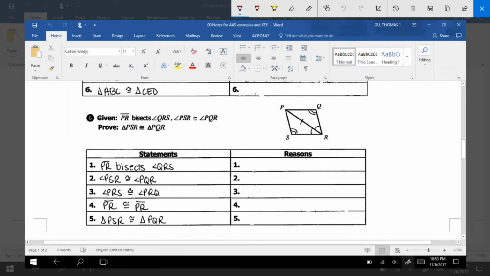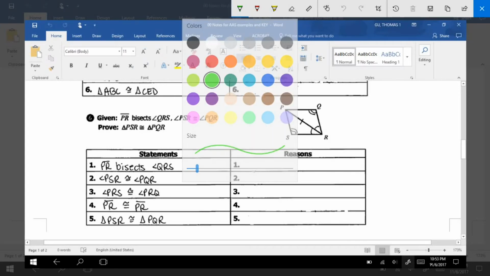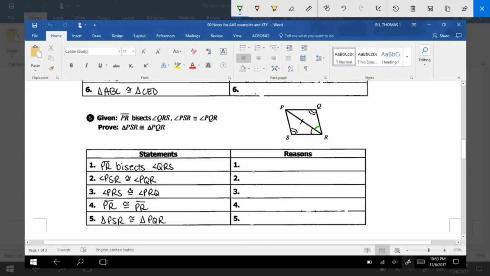On to the last question, number 6. First thing we want to look at is the given. And look, they've already labeled it all for us. Oh my goodness, how nice. Look, PR bisects angle QRS. That means they've already labeled it for us, that angle QRP is congruent to angle SRP. I'm going to write it up here for funsies. Congruent to angle SRP. All right, next they wrote that in the given, angle PSR right here is congruent to angle PQR. And that's all we're given.